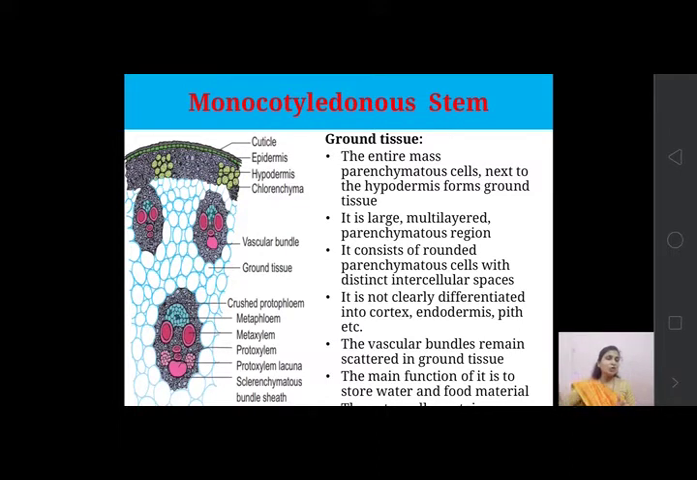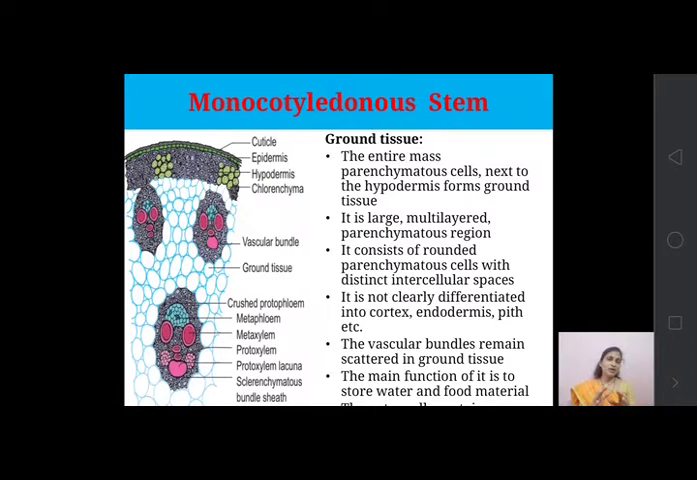Up till now you have studied the dicotyledonous stem, dicotyledonous root, then monocotyledonous root. All these three structures show a distinct demarcation line between the cortex and the stele region. So we can differentiate the cortex region from the stele region.